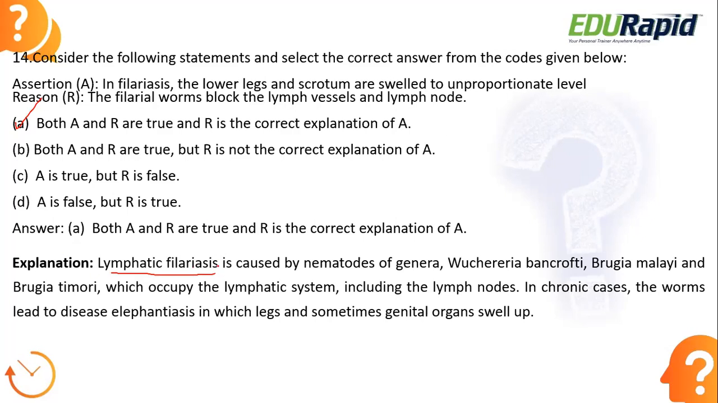Here, lymphatic filariasis is caused by a worm that enters our body and causes a disease called filariasis, specifically in the lymph nodes and lymphatic system. So here we have a name called lymphatic filariasis. It's all caused by nematodes. Okay, the nematodes or worms here belong to the genus Wuchereria bancrofti. So this is the specific worm that causes lymphatic filariasis.